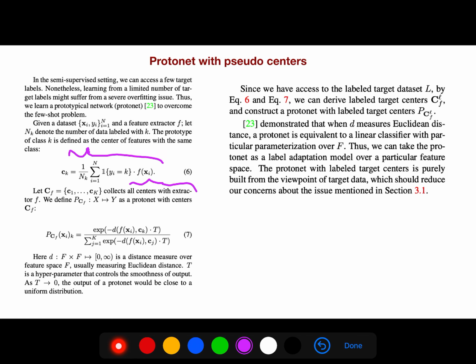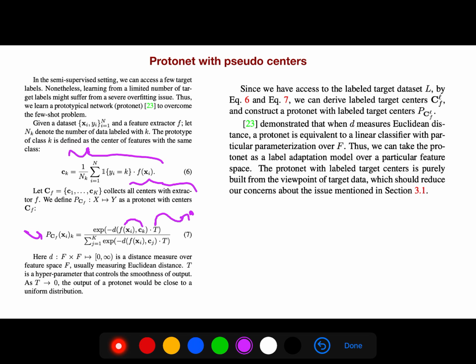So the probability is just based on the distance between your protocenters and your extractor output, and so you get the probability of each instance. And D is just, as I said, a distance measure over feature space, usually Euclidean space. This T here is a hyperparameter. It controls the smoothness. When T goes to infinity, it means that the protonet is like a uniform distribution.